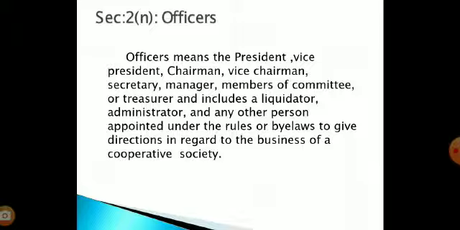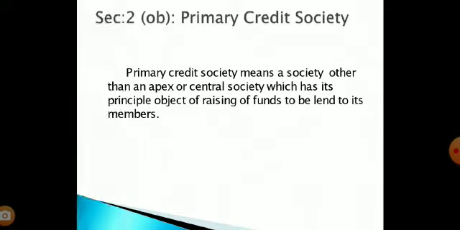ഓഫീസ് എന്ന ടൈമിൽ cooperative society മാനേജ്മെൻറ്റ് ബന്ധപ്പെട്ടുള്ള എല്ലാ ഓഫീസേഴ്സും വരും. Okay. And one more, primary credit society. We know what primary credit society means: a society other than apex or central society which has its principal object of raising funds to lend it to its members. Studied in the last year.